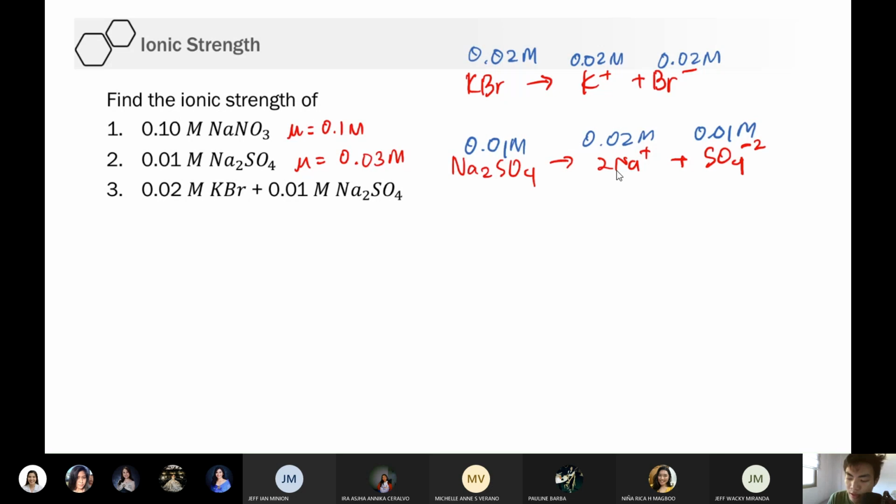To get the overall ionic strength of the two ions, we will add the ionic strength of KBr and the ionic strength of sodium sulfate. Lucky for us, we were able to solve for the ionic strength of sodium sulfate. So we are now just looking for the ionic strength of KBr. Let's solve for this first, because we already have the ionic strength for sodium sulfate.